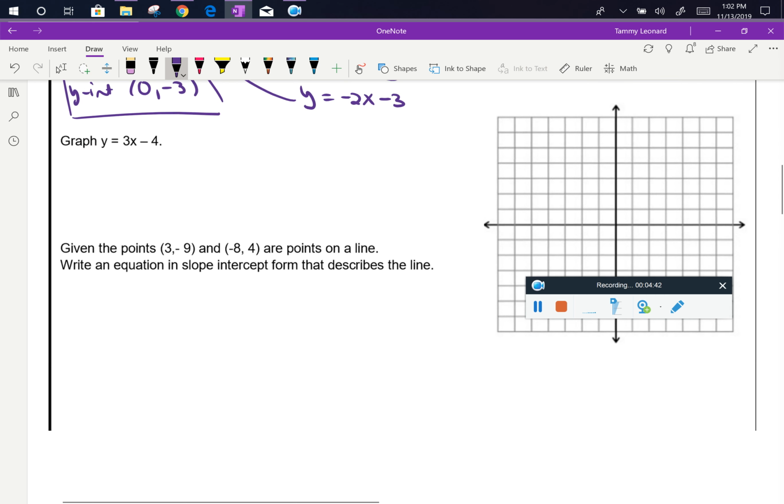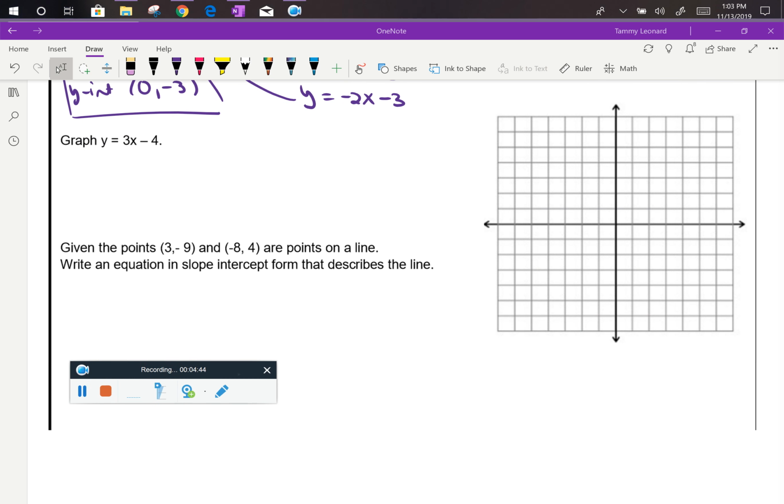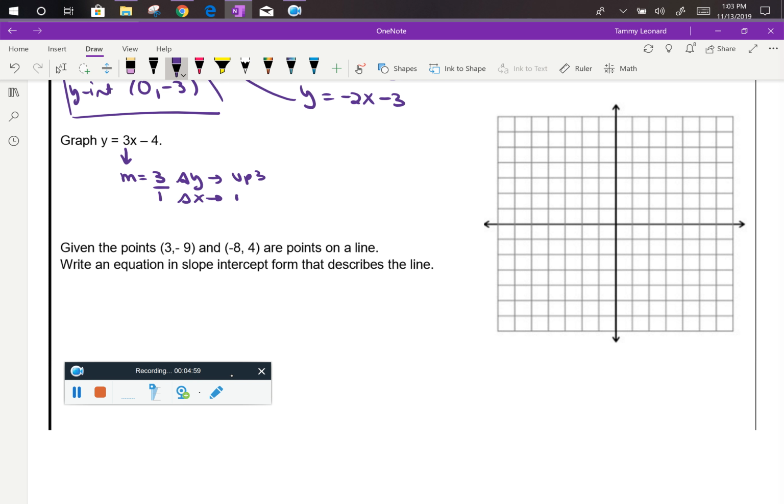Finally, we're asked to graph here. We're given a grid, and we're given a y equals mx plus b equation. So remember, this 3 is my slope, and I can think of 3 as being 3 over 1. So I can tell that my change in y is to go up 3, and my change in x is to go right 1. And then this -4 tells me that my y-intercept is the point (0, -4).